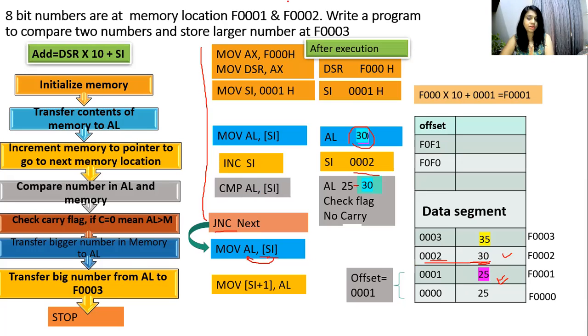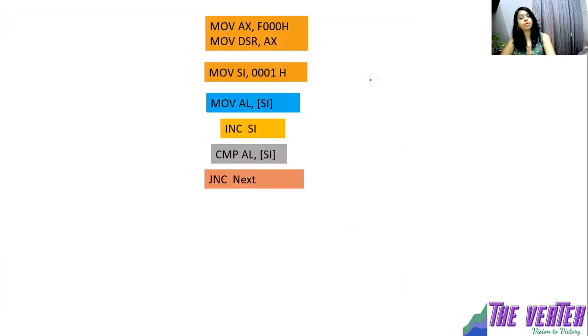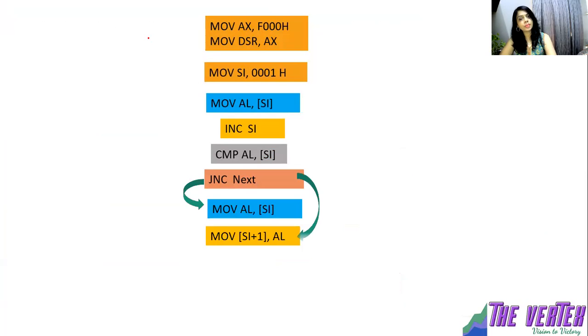After this, we should transfer from AL to the memory location where we have to store it finally. We transfer this bigger number, which we had already transferred to AL, from AL to the next memory location, that is F0003. Then it will go like this, and this is halt. So how to write the entire program? For the entire program, the steps are like this.